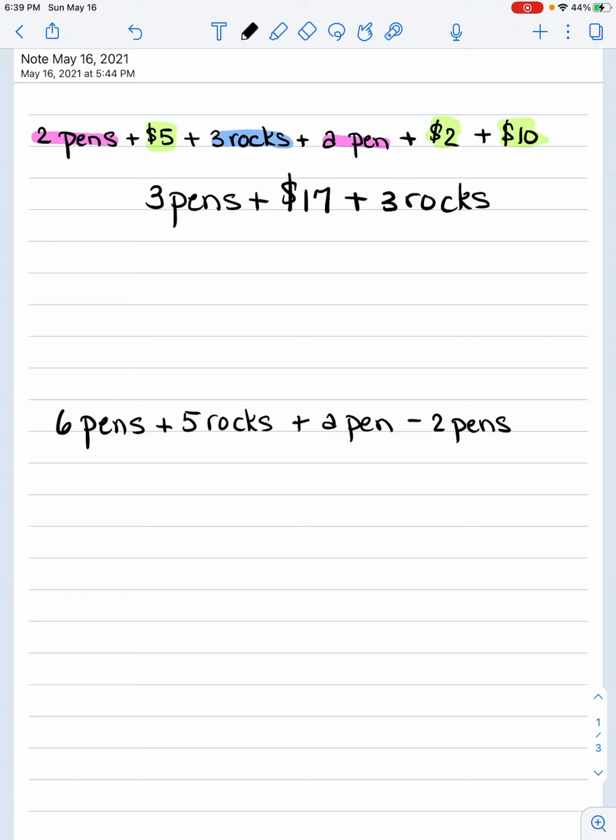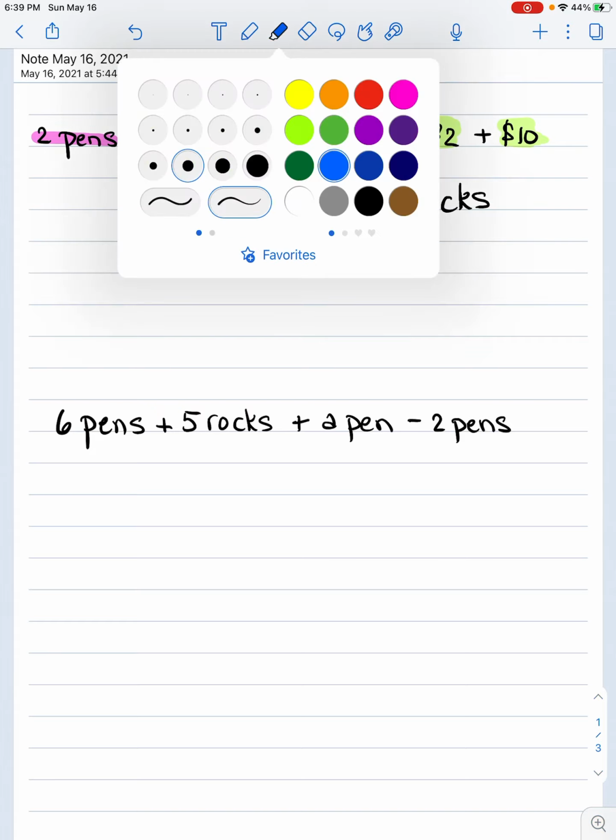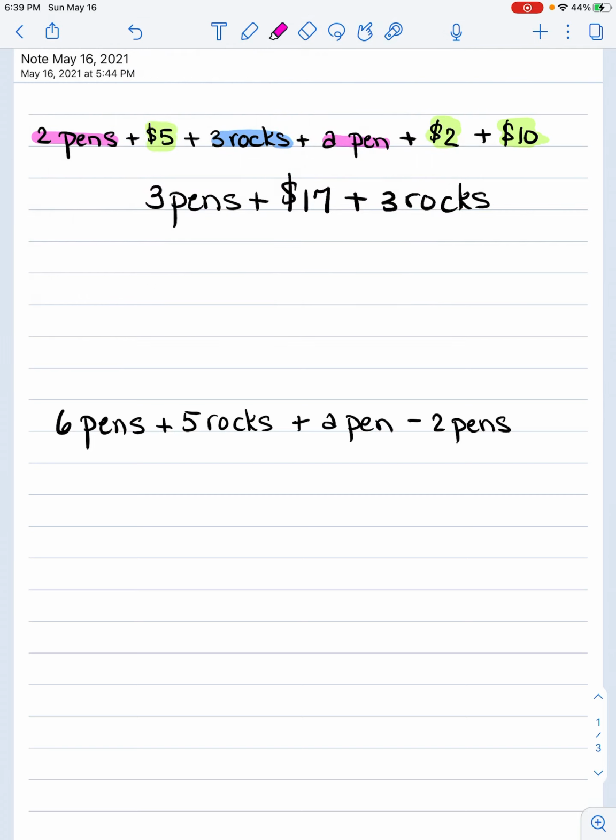Now, that's when we add. Let's see if it works the same way when we subtract. So let's say I go in that drawer again and I see some pens. How many pens do I have? I have six pens, and then I have another pen. And you notice this time I'm highlighting the plus sign in front because I want to make sure that I'm adding another pen.